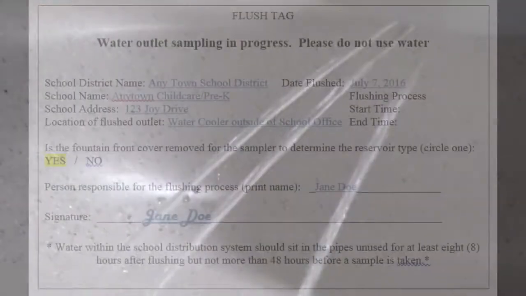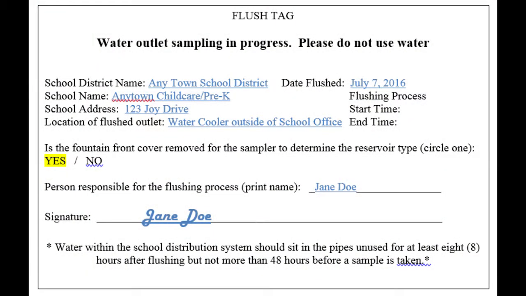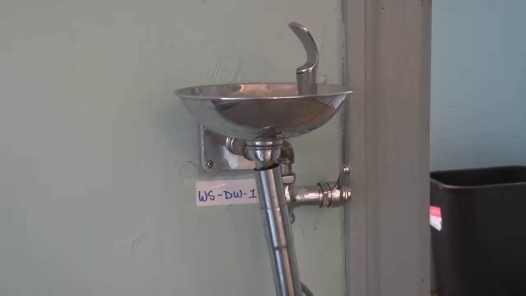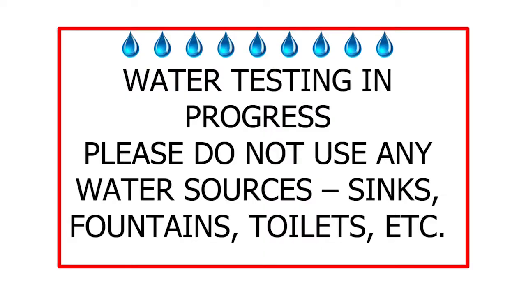Additionally, on this walkthrough, ensure that outlets deviating from their normal uses have been previously flushed and affixed with a flush tag, and all drinking water outlets have been affixed with a sample location ID label. The school can post signs at entrances of the school notifying that sampling is in progress and entry to the school is not permissible.